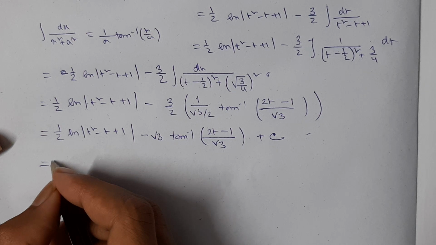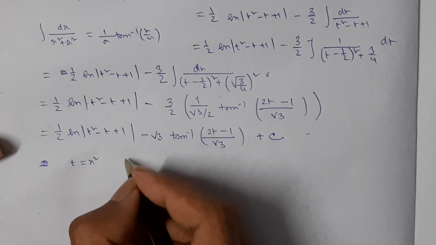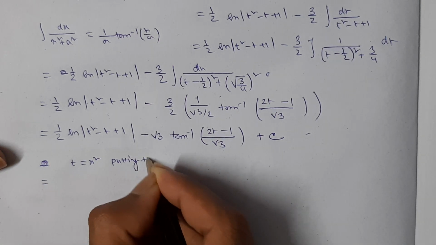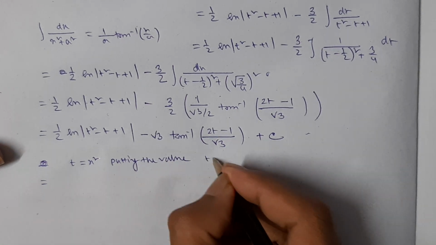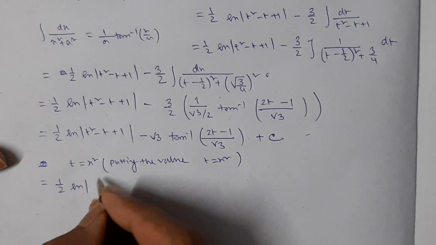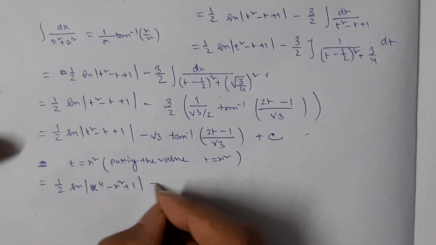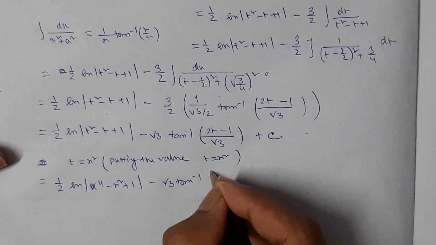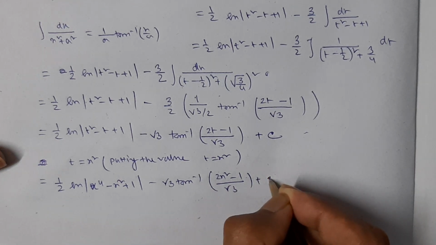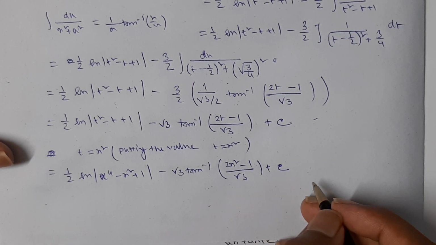Now we substitute back. Putting the value t is equal to x², half ln (x to the power 4 minus x² plus 1) minus root 3 tan inverse (2x² minus 1) by root 3 plus c. Okay, now putting the value in the equation.